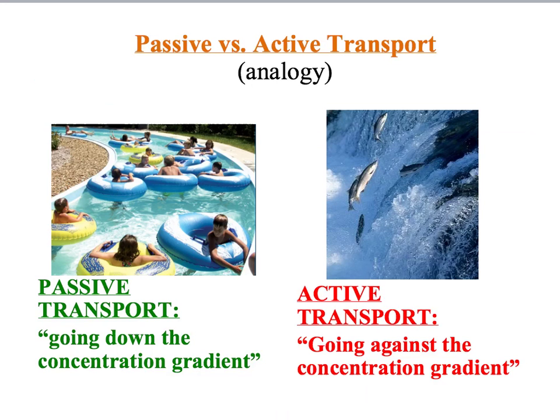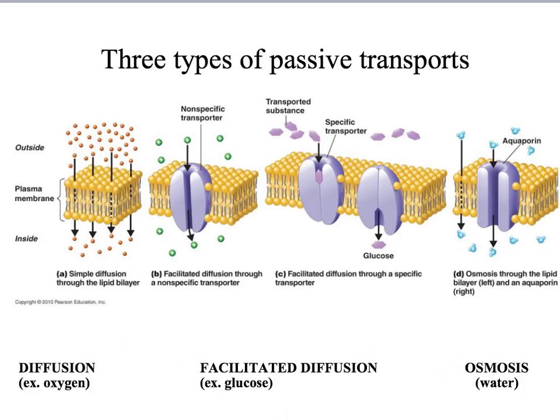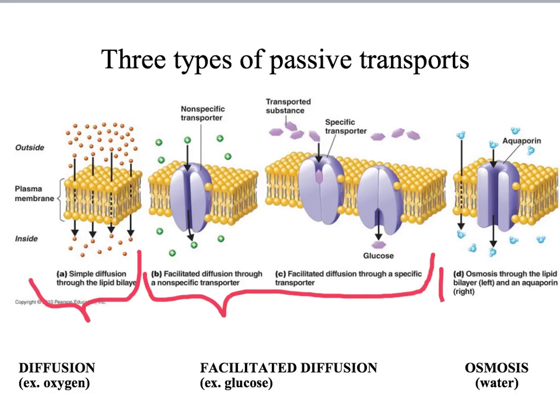So passive transport is described as going down the concentration gradient. You don't need any energy to go with the flow. On the other hand, active transport is going against the concentration gradient, so you do need energy to go against the flow. There are three types of passive transport. We have diffusion, which is used by oxygen molecules and carbon dioxide. We then have facilitated diffusion, which involves the use of a transport protein. And then we have osmosis, which is a type of diffusion that involves water molecules.